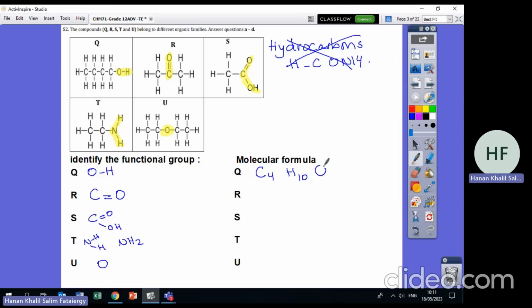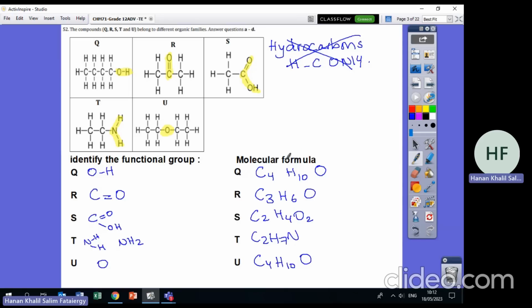And what else do I have? I have oxygen, so I put it at the end. Now R, 3 Cs, so this is C3H6O. Okay, here C2H4O and O. Notice we have 2 oxygens, so I will say O2. Okay, now T is C2H, 2 and 2 and 2, this is 6, 7, and then we have nitrogen. Okay, here we have C4H, 5 and 5, this is 10, and then we have oxygen.